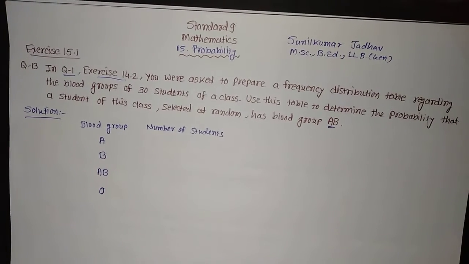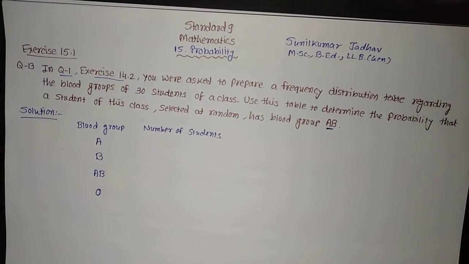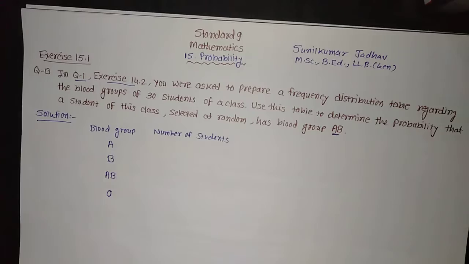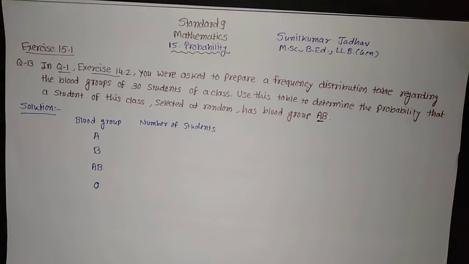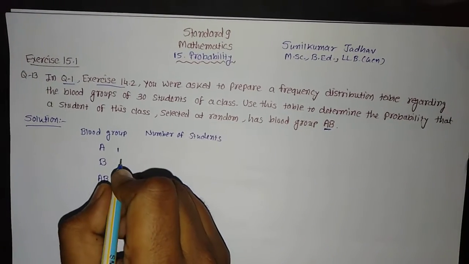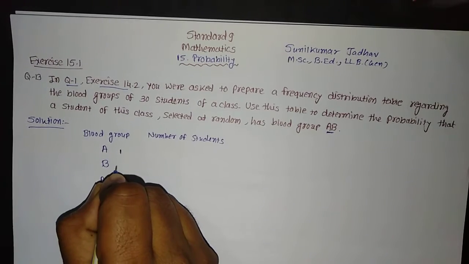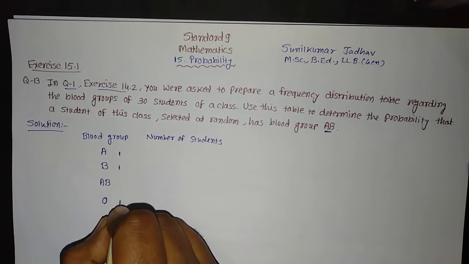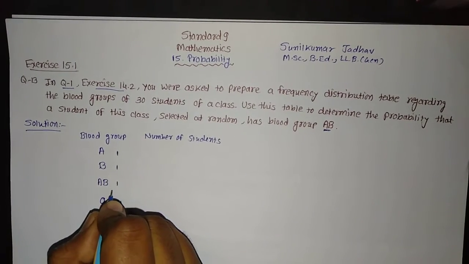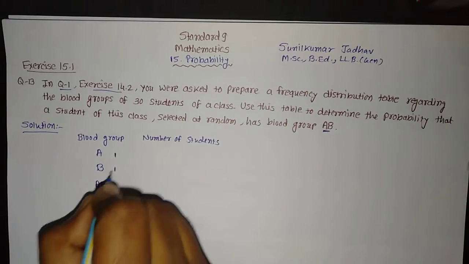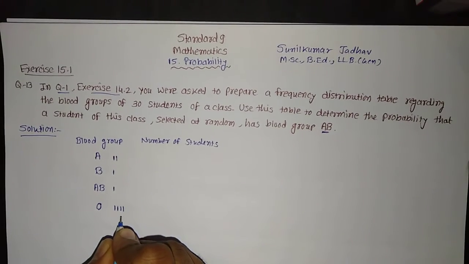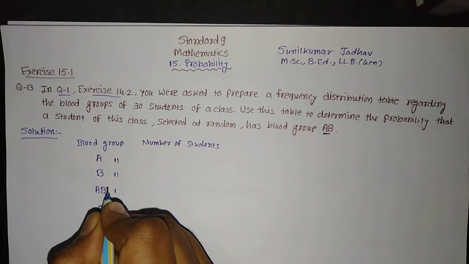Now I request you to see the textbook, and from that we'll do the tally marks and write the number of students. First of all, the first data which is given is A. I'll put a tally mark here for A. See in your textbook, the second one is given B, then O, again O, then AB, then again O, then A, then O, then B, then O.